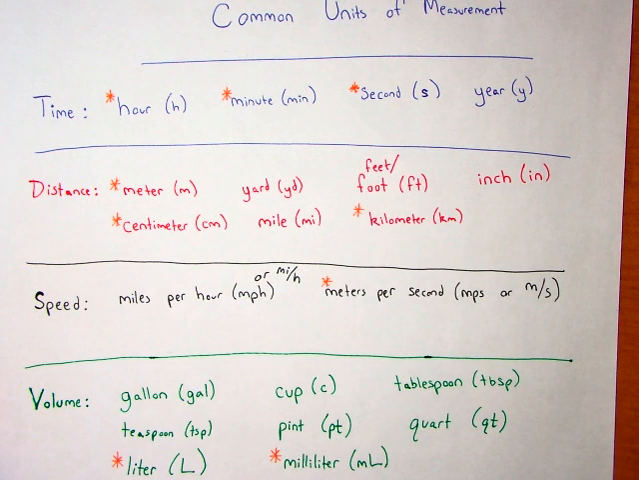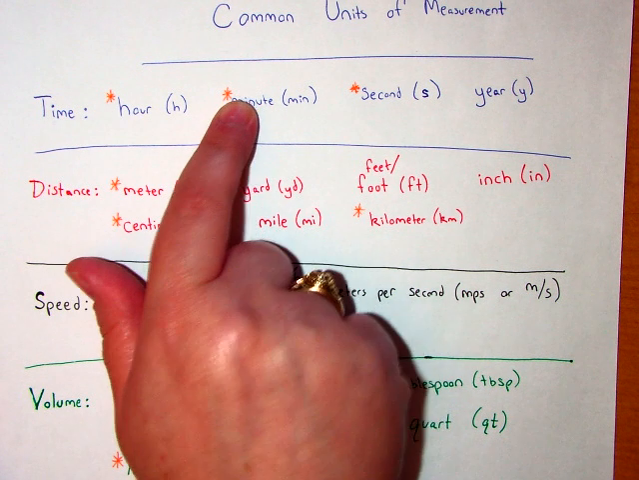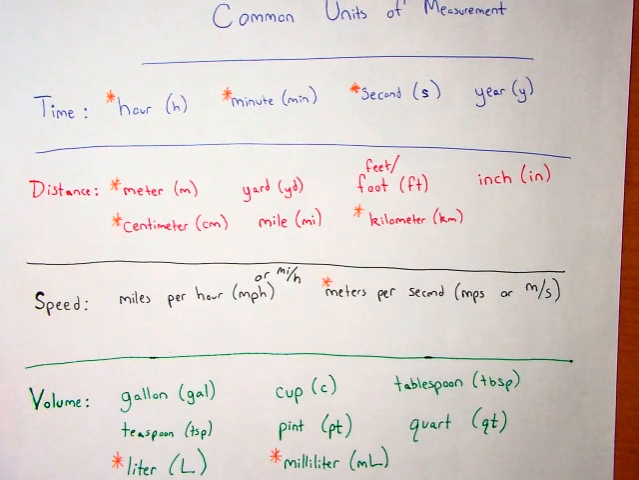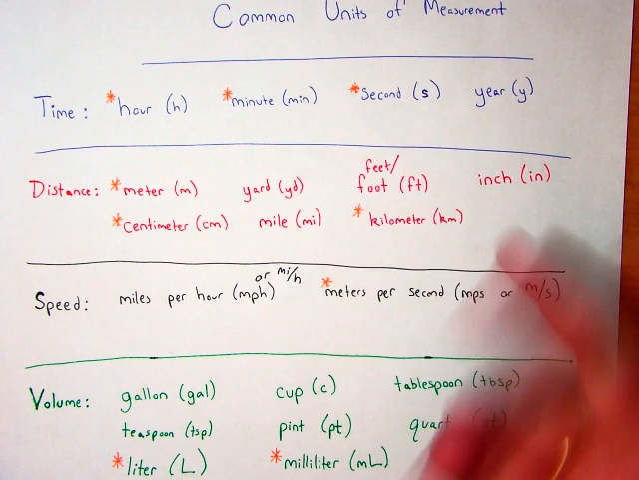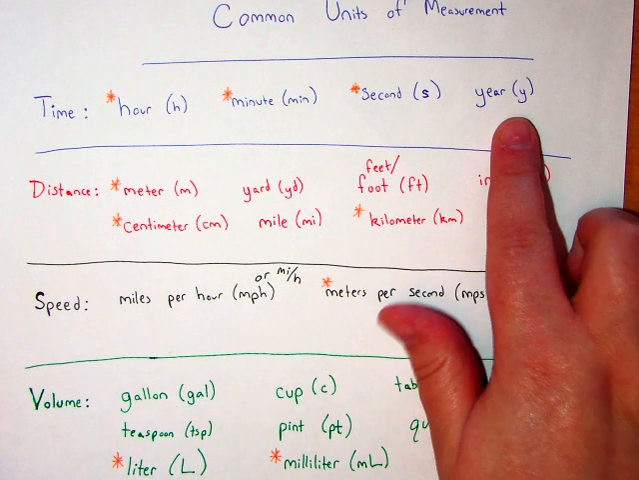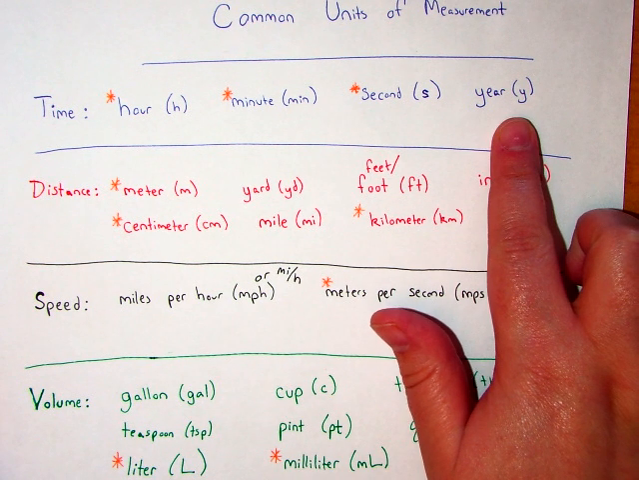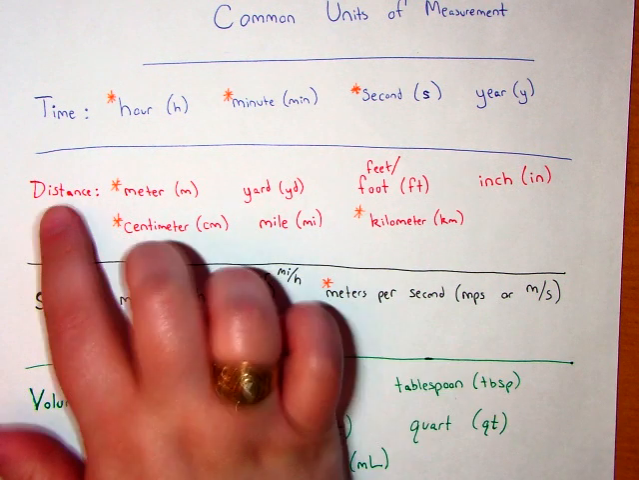The ones that have a star by them are ones that we will use the most often this year. So hour, minute, and second. And that makes sense. We're going to be looking at a lot of speeds, times, things that are going on. We're probably not going to be looking at year very much because that's just too big of a time. We might, though.